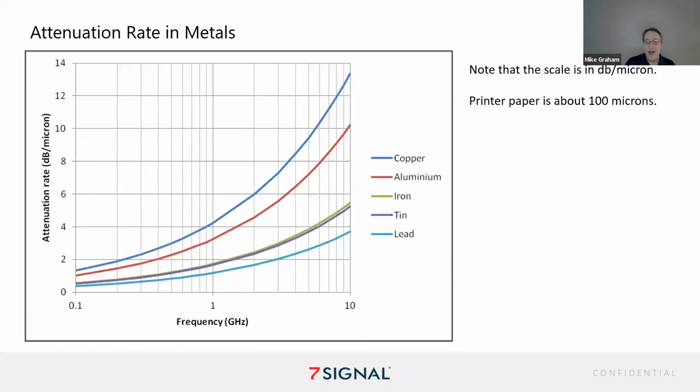I came across this graph. It wasn't something I was going to include until I noticed this scale on it, and it's dB per micron for some conductive materials. And just to give you a sense of scale, basic printer paper is 75 to 100 microns, and they're talking 5 or 10 dB per micron here. So I think what this comes down to is you're not shooting through conductive materials.